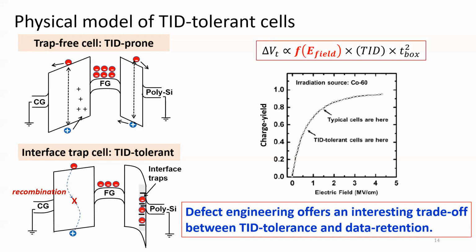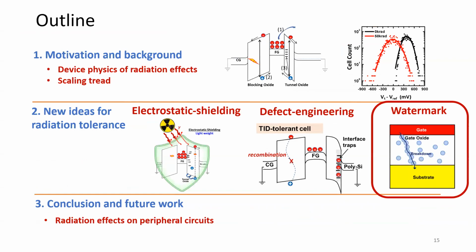So that's the idea, and this is the mathematical way of looking at it. But this also offers a trade-off, because a trappy cell will have lesser long-term data retention. Maybe it will not be able to retain data for 1 year. But if within that year there is a high radiation dose, or the dose rate is very high, then this idea will be better and will give more radiation tolerance. So there is a trade-off between long-term data retention and radiation tolerance.